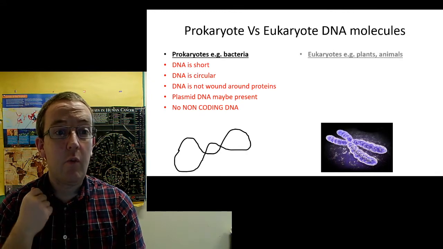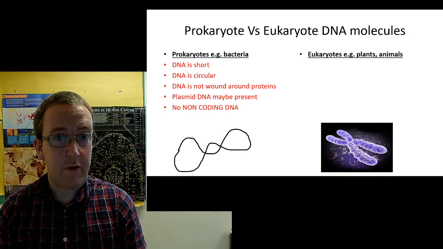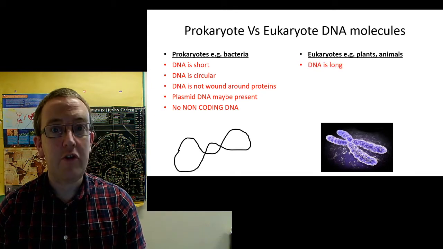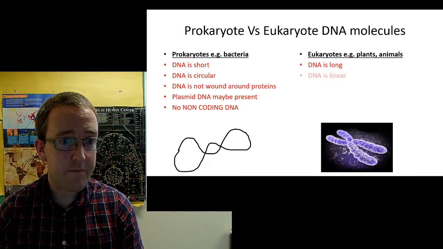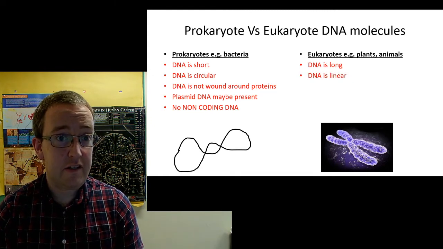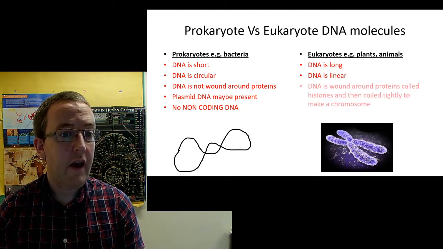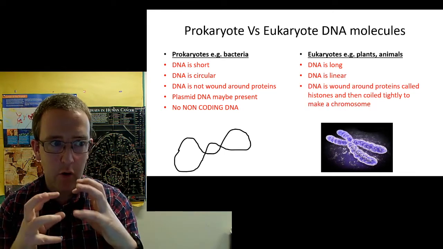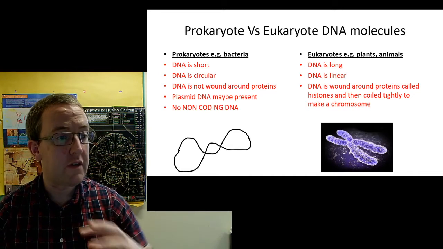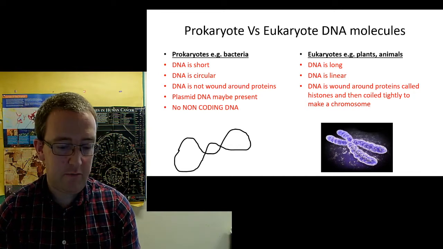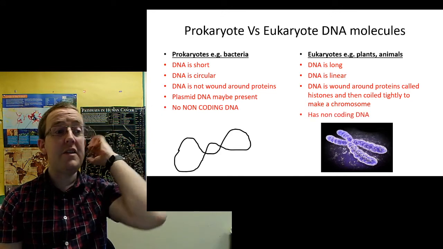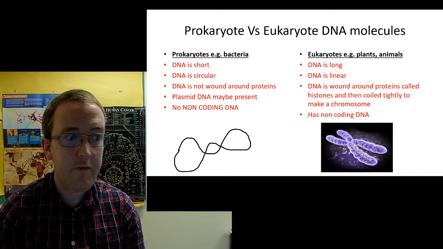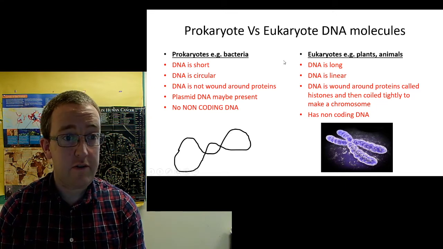Now compare that to eukaryotes, and we're going to go into each of these points in a bit more detail as we go through. DNA is longer. It's linear, meaning it does have ends. And it's wound around proteins called histones that then tightly coil to make a chromosome. At some points in its life, they coil so tightly you can actually see them down the microscope. And there is an extensive, large amount of non-coding DNA in various places for various reasons, which we'll get to as we go through.